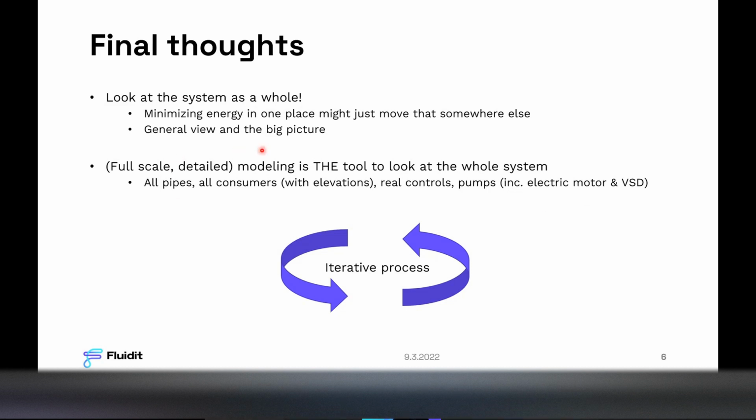And full-scale detailed modeling is the tool to look at the whole system. And by full-scale detailed model, I mean that you have all the pipes, you have all the consumers with their elevations, you have the real controls, the control system fully modeled. You have the pumps, and not only the hydraulics, but also the electric motors and variable speed drives. Only this way can you actually get the whole big picture into your hand.